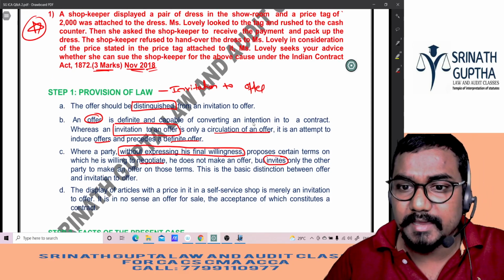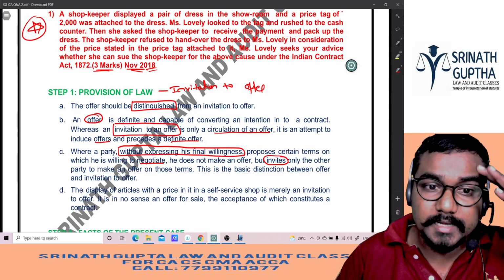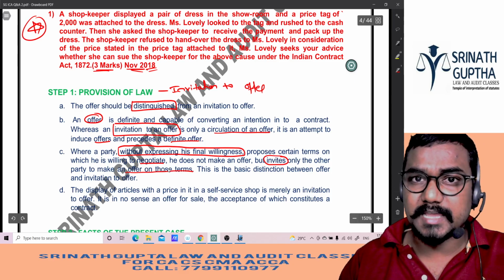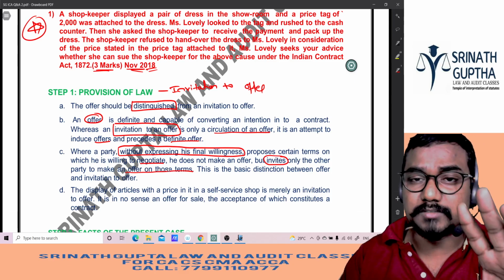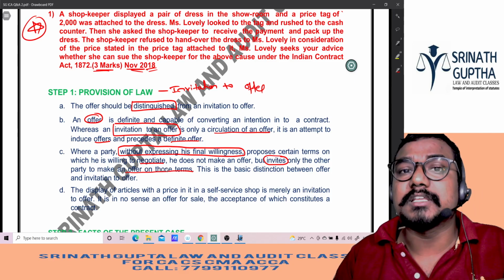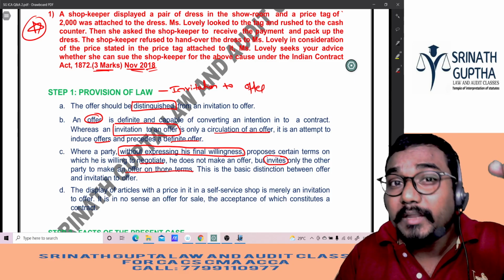Shopkeeper, lovely. Here the shopkeeper is inviting only the other party to make an offer on those terms. I am displaying the price tag, displaying this with a price tag of 2000. That does not mean that it is a final offer. Give me an offer. Will you sell it to me for less than 2000 or the 2000 rupees? I am ready to negotiate on the 2000 rupees.